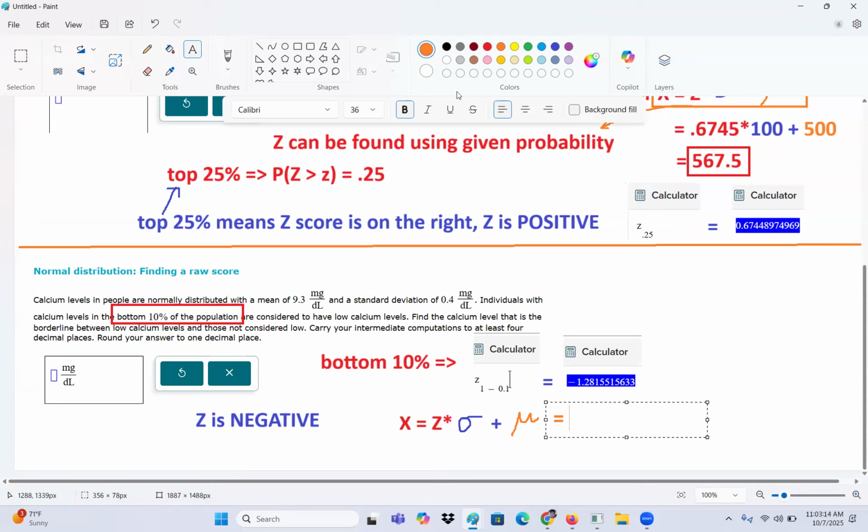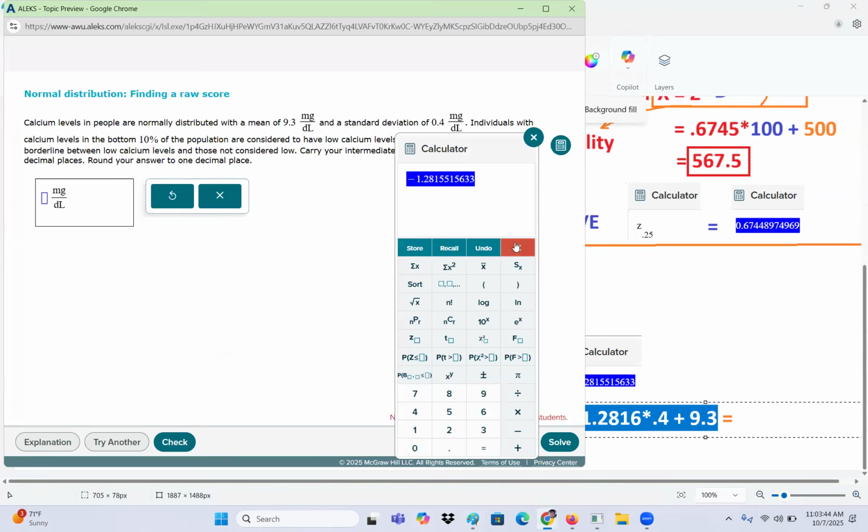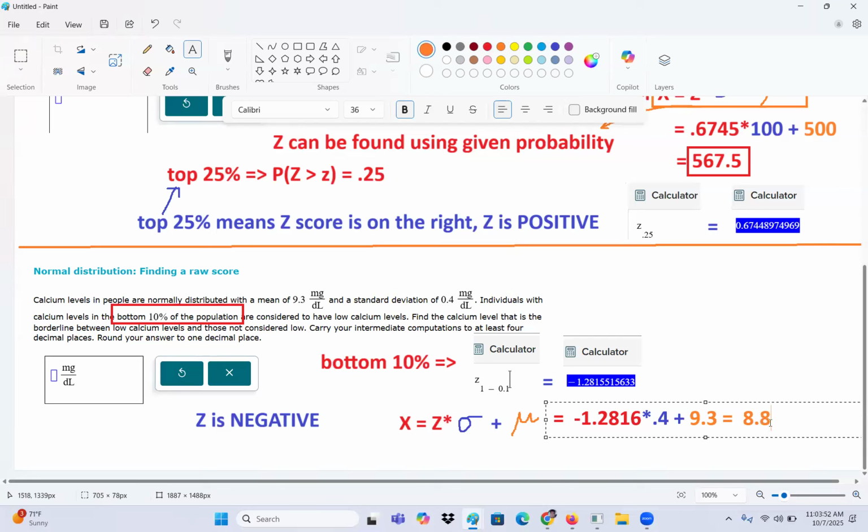So now you want to choose the way to determine. The z-score we got was negative 1.28, to four decimal places. Times the standard deviation, 0.4, plus the mean, which was 9.3. Let's see how it goes on the calculator. I got 8.7, 8.8.